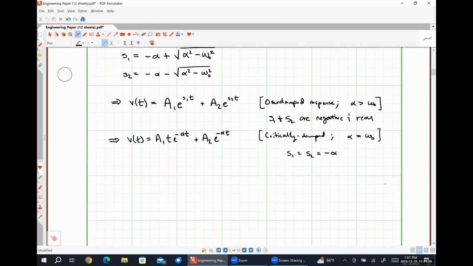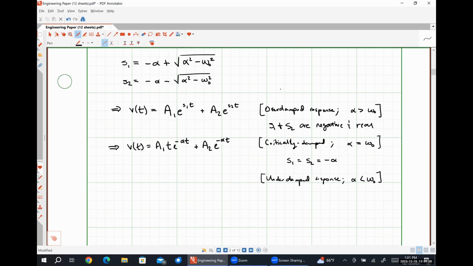The last situation that we might have is an underdamped system. And in an underdamped system, alpha is less than omega naught. So let's look at what happens when alpha is less than omega naught, okay? So we have negative alpha plus the square root of alpha squared minus omega naught squared. If alpha is less than omega naught, is alpha squared minus omega naught squared going to be a positive number or a negative number? Negative number.